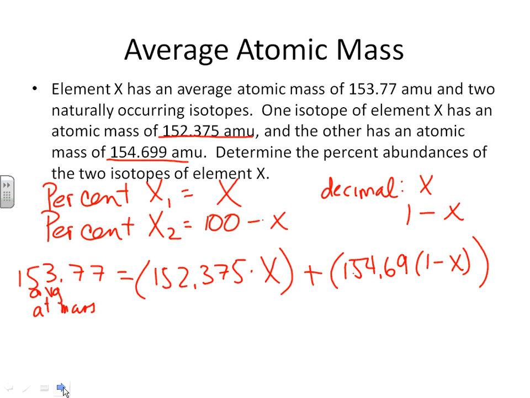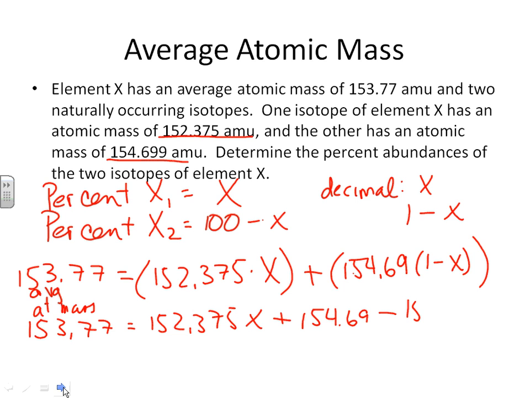This now becomes a problem that you can solve. This is an algebra problem. You can get the answer here. So just simplifying a little bit, 152.375x plus 154.69, distributing this 154.69 to the 1 minus x, minus 154.69x. You can solve this. You've got one unknown. You want to group the x's together, the variable values together. When you solve these, you get a value for x of 0.3997. You should make sure you actually go through this math and you get the same values as I did.